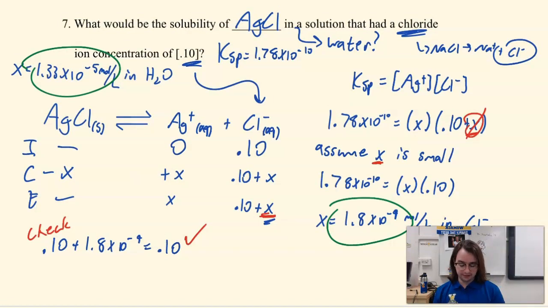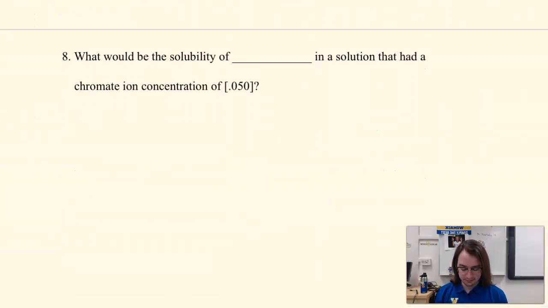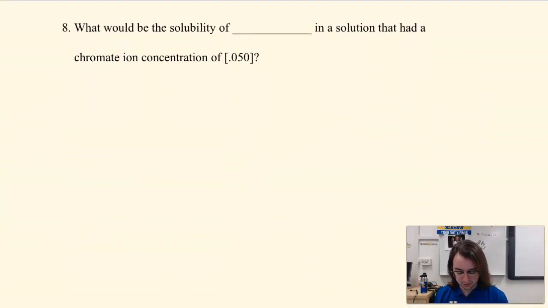All right, let's try another one. This time we're going to look at Ag2CrO4, which means silver chromate. And you're going to be working on this one. I want you to find out the solubility of this in a common chromate ion solution. You're going to need the Ksp, which is not given in the problem for some reason, but it's 1.12 times 10 to the negative 12th.